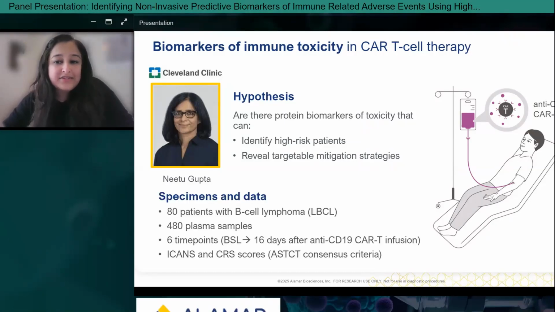The study consisted of a cohort of 80 patients with large B-cell lymphoma that were treated with anti-CD19 CAR T therapies. Plasma from these samples was collected at baseline and multiple time points after infusion. And based on the clinical grading of the severity of CRS and ICANS in these patients, the patients were grouped into two groups based on the severity of the adverse outcome.